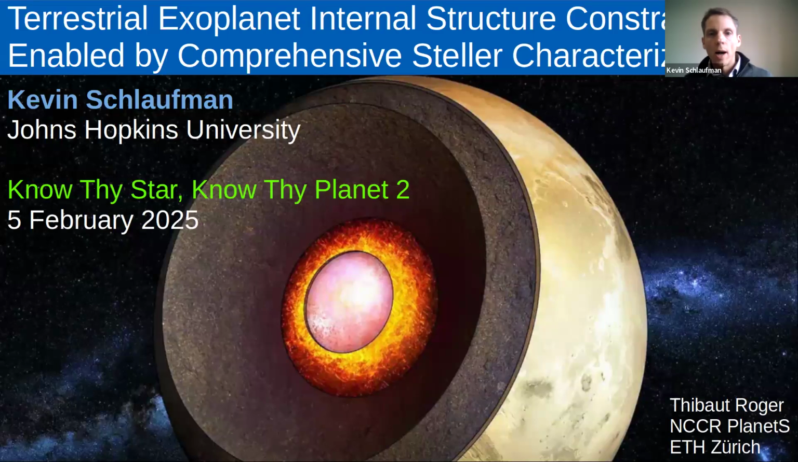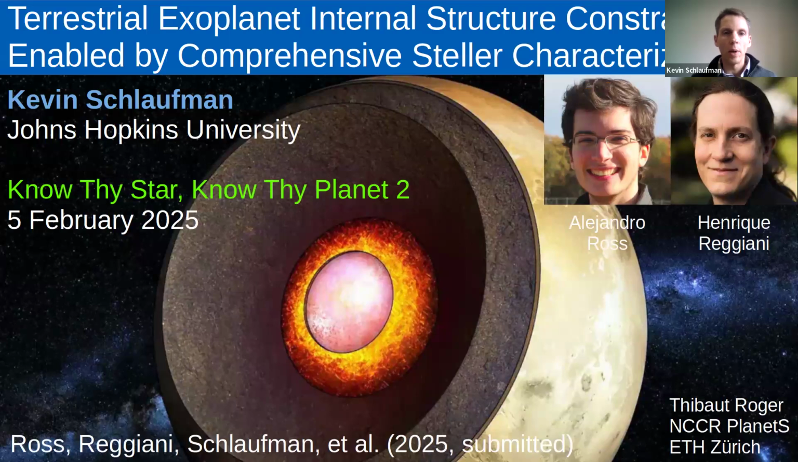So today I'm going to tell you how comprehensive host star characterization can lead to accurate, precise, and physically self-consistent terrestrial planet masses and radii, which then can lead to the best possible insights into their internal structures. I should say that this is a project that was led by two of my former JHU junior colleagues. Alejandro Ross is a JHU undergraduate alumnus who's currently applying to graduate schools, and Enrique Reggiani was formerly a JHU postdoctoral fellow. He's now a tenure track assistant astronomer at Morlab.